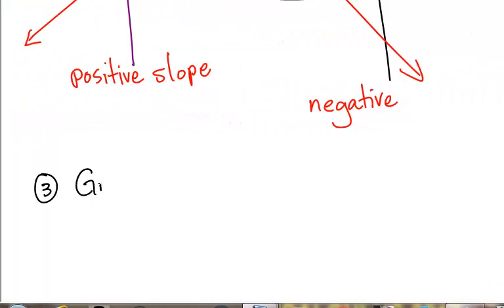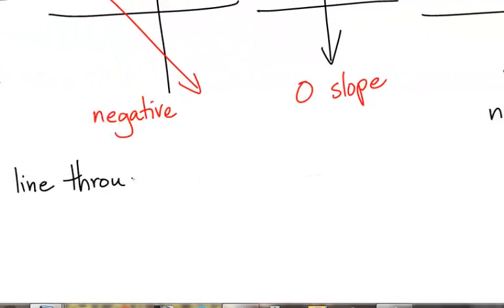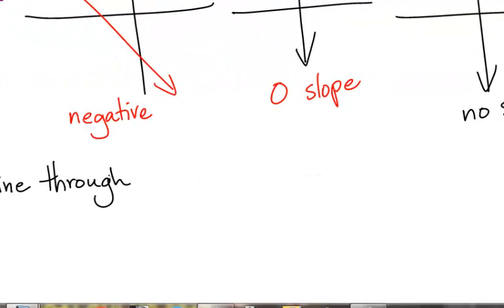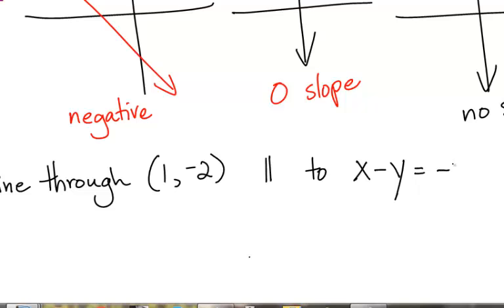They will ask you to graph the line through, and they're going to give you an ordered pair. Graph the line through the ordered pair (1, -2), and parallel to x minus y equals -2.